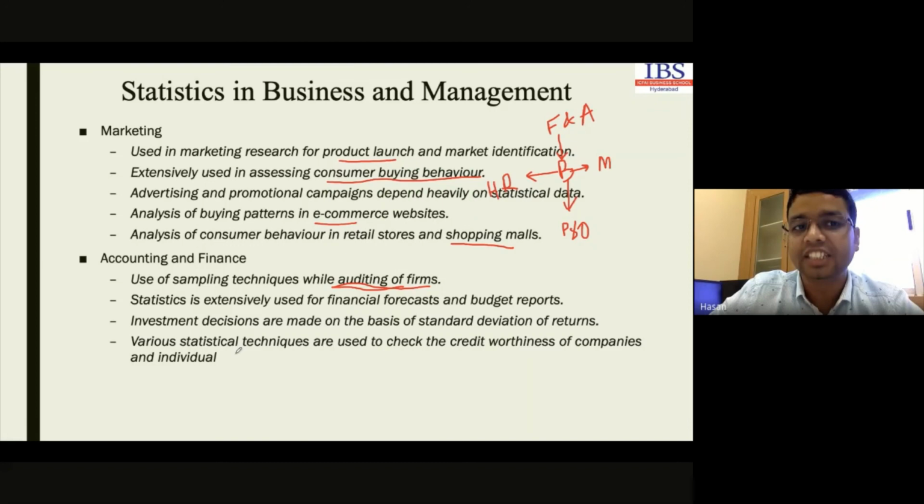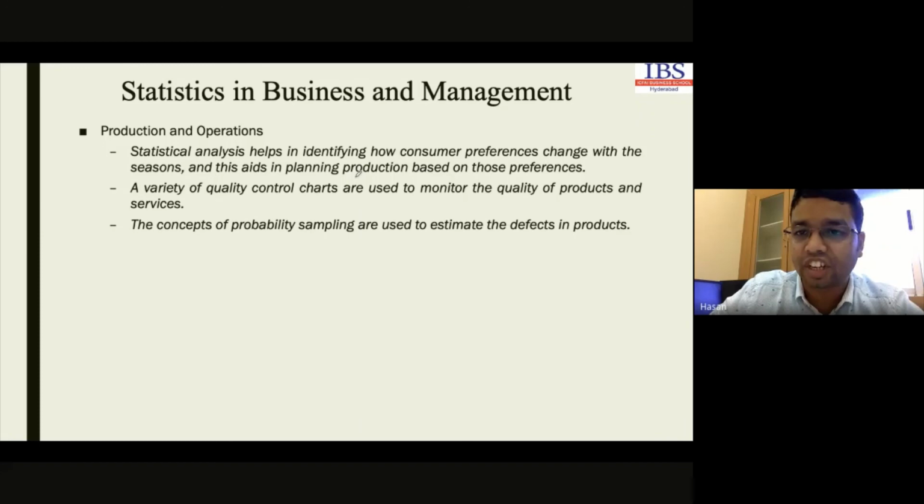Next one is production and operations. Production is primarily dealing with the production of products. We can apply statistics here to forecast the quantities to be produced, and to monitor and improve quality, checking whether the company is producing quality products or not. So we can use statistics here also.